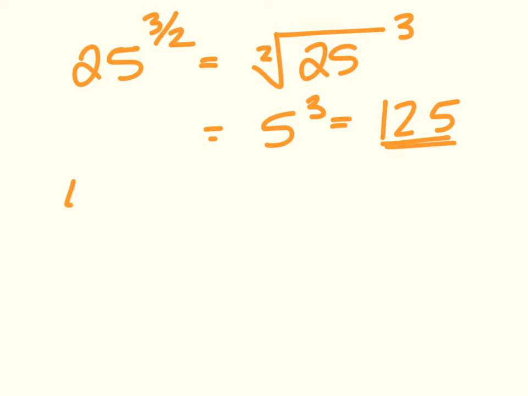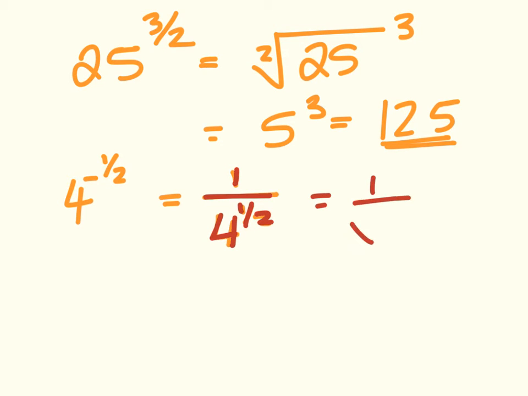If the power is negative, like 4 to the negative a half, then that means we start off the question by writing it as 1 over. So just turn it straight into 1 over 4 to the power of half. Now put your root sign in. 1 over the square root of 4 is 2, so your answer is a half altogether.